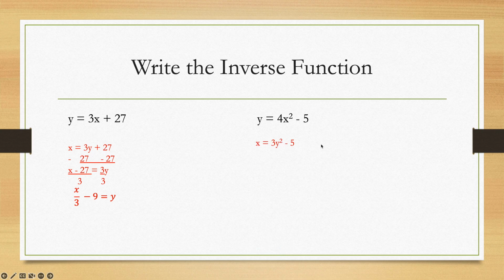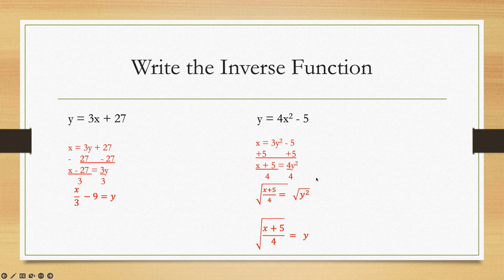Switch the x and y, solve for y. Add 5, divide by 4. For some reason I copied the 3 down here. It should have been a 4, but I corrected it there. Square root both sides. And I get y equals the square root of x plus 5 over 4.